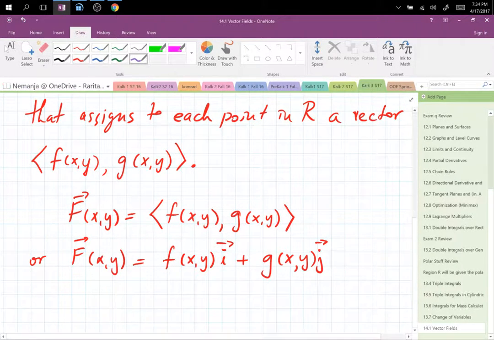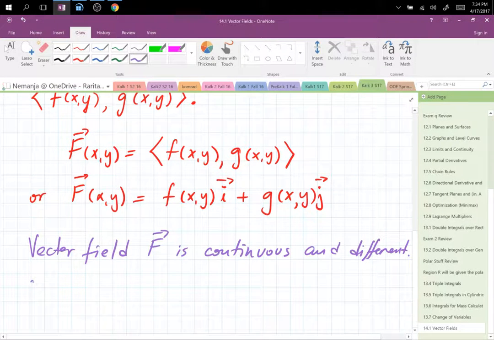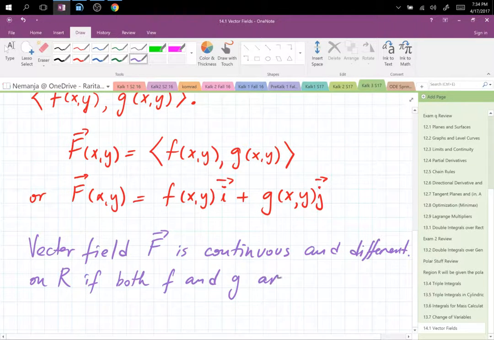Also going to say that the vector field F is continuous and differentiable on R if both f and g are continuous and differentiable on the same R.